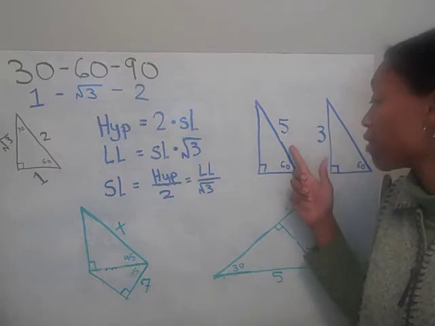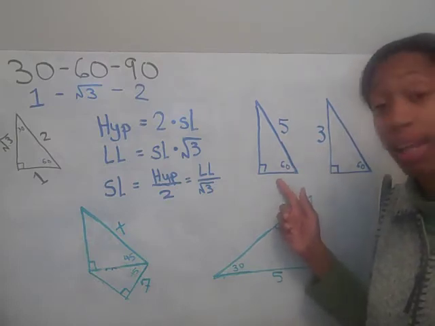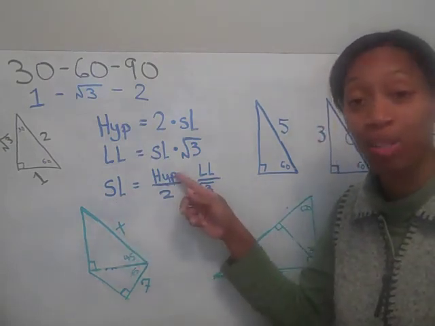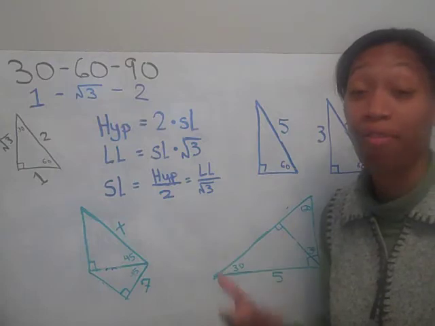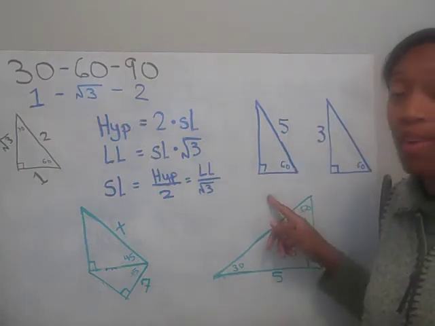Now, if the hypotenuse is 5, let's try to find out what the short leg is first. So the short leg equals the hypotenuse divided by 2. Half the hypotenuse. Okay, well half of 5 is 2.5.